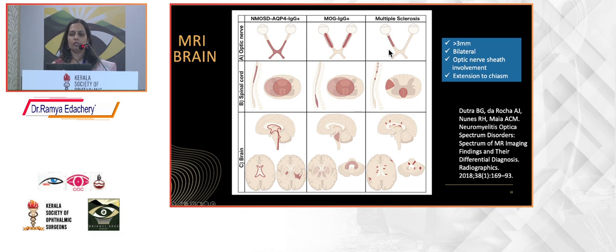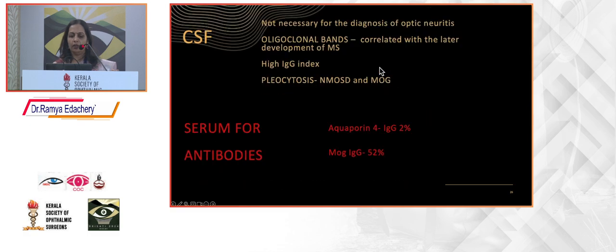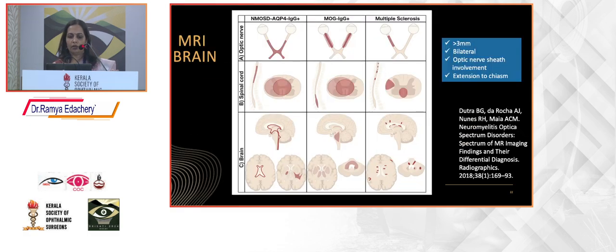In multiple sclerosis, you will get a short segment involvement of the optic nerve. And the upper part of the spinal cord is involved, in short segments. And in the brain, you will get a periventricular involvement. Whereas in MOG, perineural sheath involvement happens, and the cauda equina part, the lower part, is more involved, and you can get area postrema involvement.